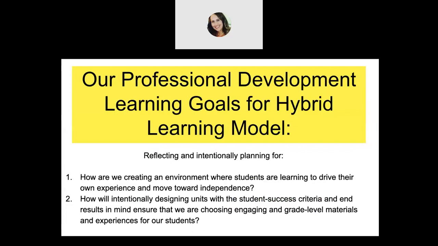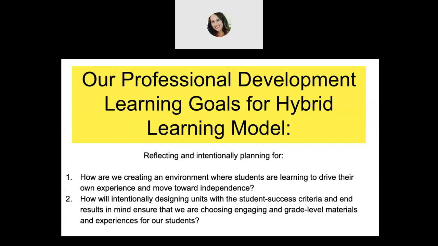All teachers are really thinking together in their professional learning communities and also as individuals about how to really intentionally plan for this hybrid learning model so that all students feel success and are successful. So the two big things that we are thinking about is what are we doing as instructors, as educators, to really create an environment where students are learning to drive their own experience and then move towards independence. And what do we as teachers have to explicitly teach to ensure that that happens? A second big goal is how are we intentionally designing units with the end in mind in order to choose really engaging and also grade level materials and experiences for our students.